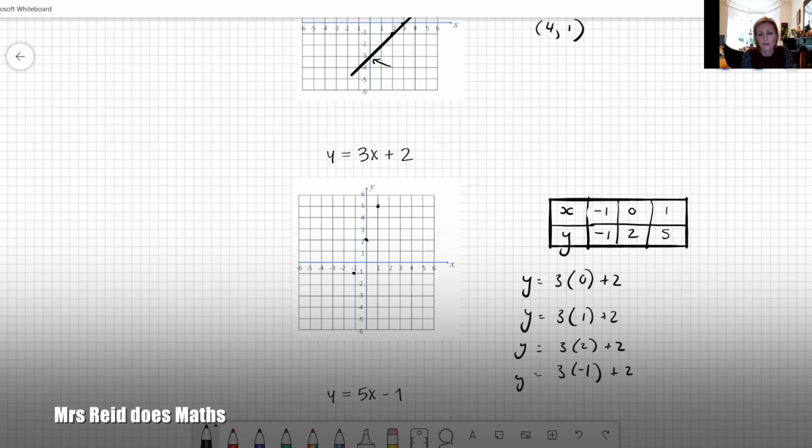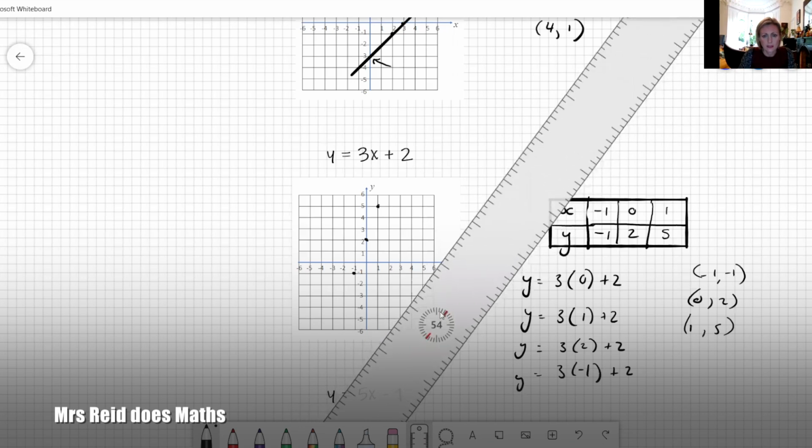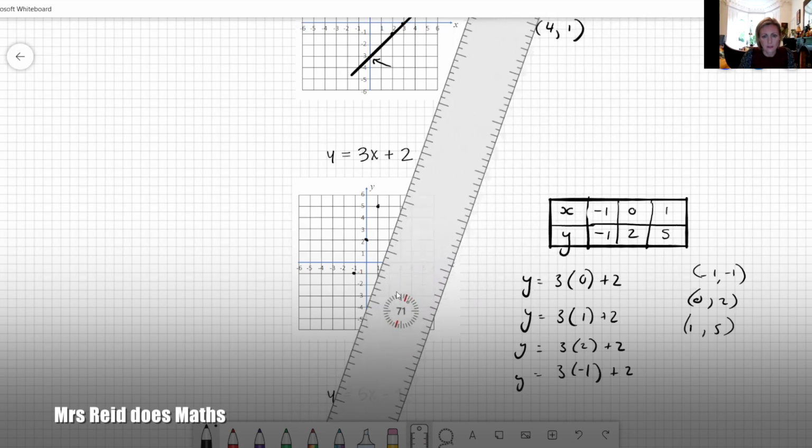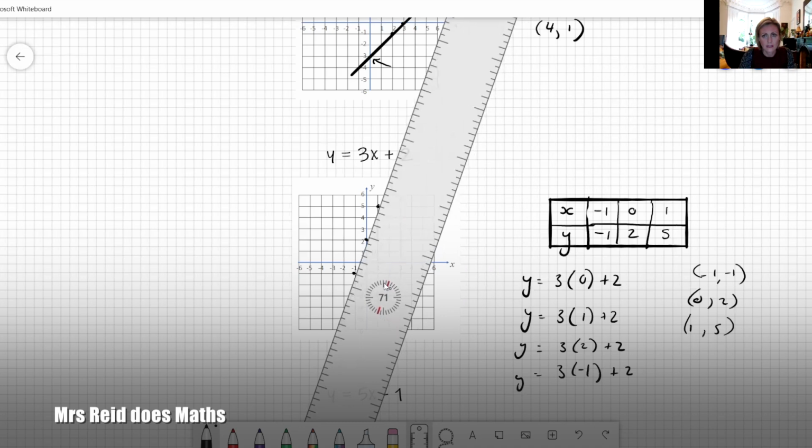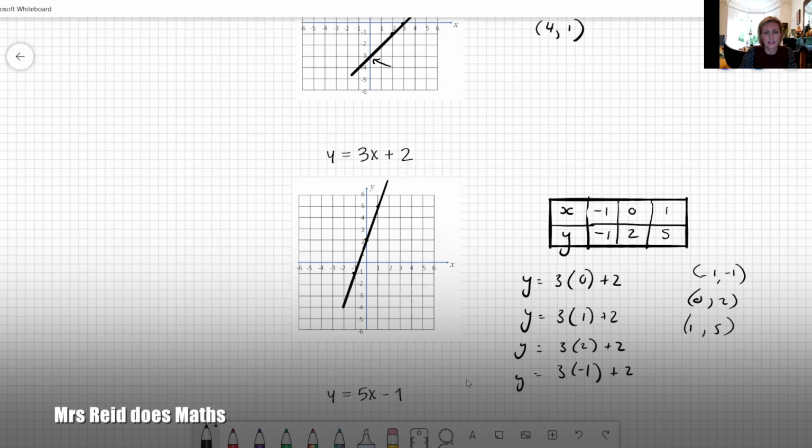And if you want, you can write the coordinates, so -1, -1, 0, 2, just to make sure you don't muddle them up. But as long as you do your x's first, it should be fine. But you can write that if you like. And then we just need to be careful joining these lines up. And that is the line y equals 3x plus 2.